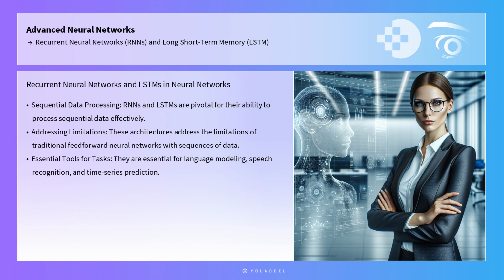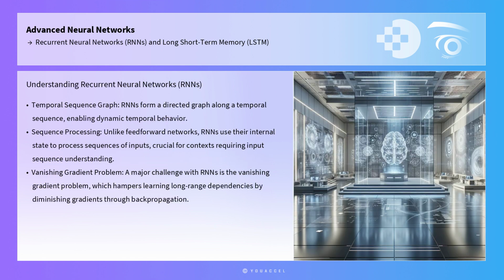By understanding the mechanics and applications of RNNs and LSTMs, AI professionals can significantly enhance the efficacy of their models in real-world scenarios. RNNs are a class of neural networks where connections between nodes form a directed graph along a temporal sequence. This architecture enables them to exhibit dynamic temporal behavior, making them suitable for tasks involving sequences. Unlike feed-forward neural networks, RNNs can use their internal state to process sequences of inputs, which is crucial for tasks where the context or sequence of inputs is vital.